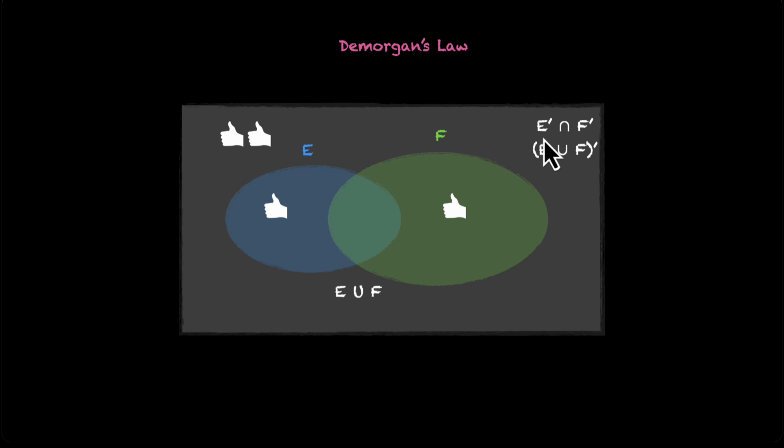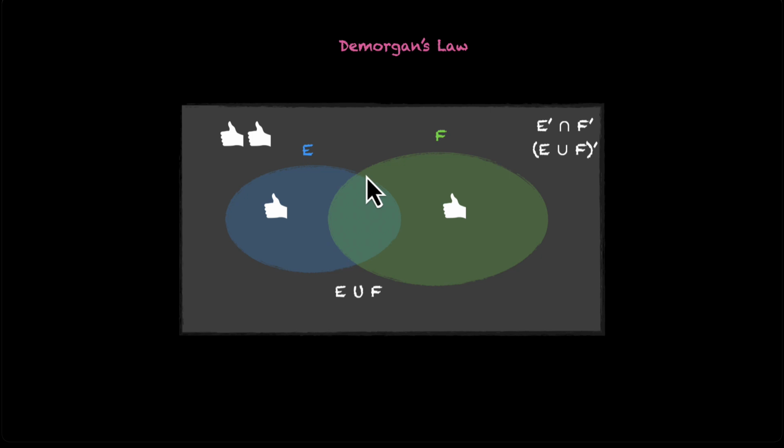We need to find E dash intersection F dash, which means whatever's common between the two things that we've just discussed. So what's common between the two? It's the gray zone. It's not the pure blue zone, it's not the pure green zone, it's the gray zone. So this means what's written here, E dash intersection F dash, that's actually equal to the gray zone. And what's the gray zone? That's everything outside the blue or green zone.